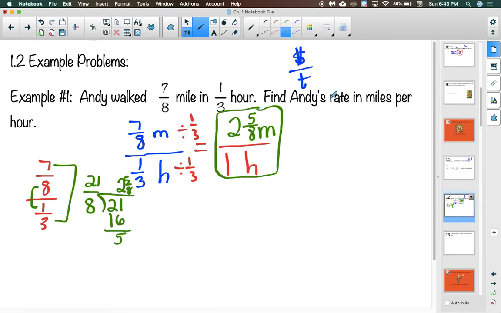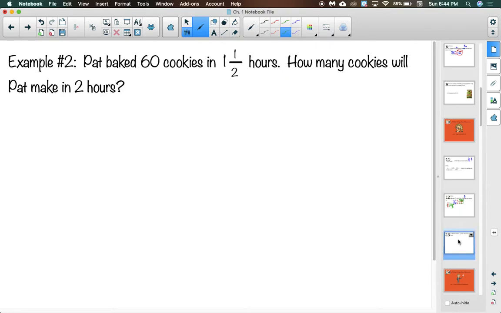Okay, so same thing we did in Lesson 1, except now we're doing it with fractions. And I do think it's best to show your work off on the side here. I do think it's best to show your division signs like I did here to remind you that you're just taking a rate and converting it to a unit rate. All right, last example. Pat baked 60 cookies in 1.5 hours. How many cookies will Pat make in 2 hours?